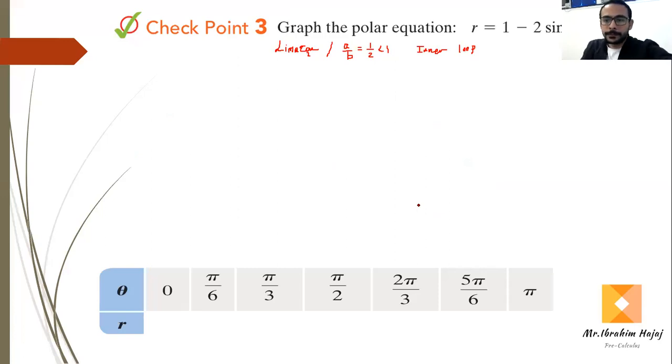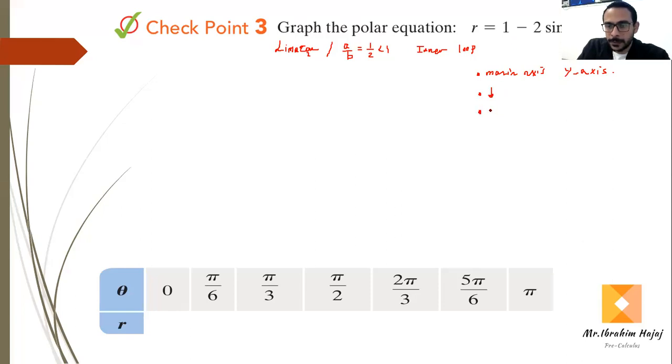And our major axis is the y-axis. Yes, because it's sine. Our main axis here is your what? Y-axis, right? Because it's sine. And the direction of the inner loop, the loop, or the graph will be above or below the x-axis? Below. Below the x-axis, since we have negative here.